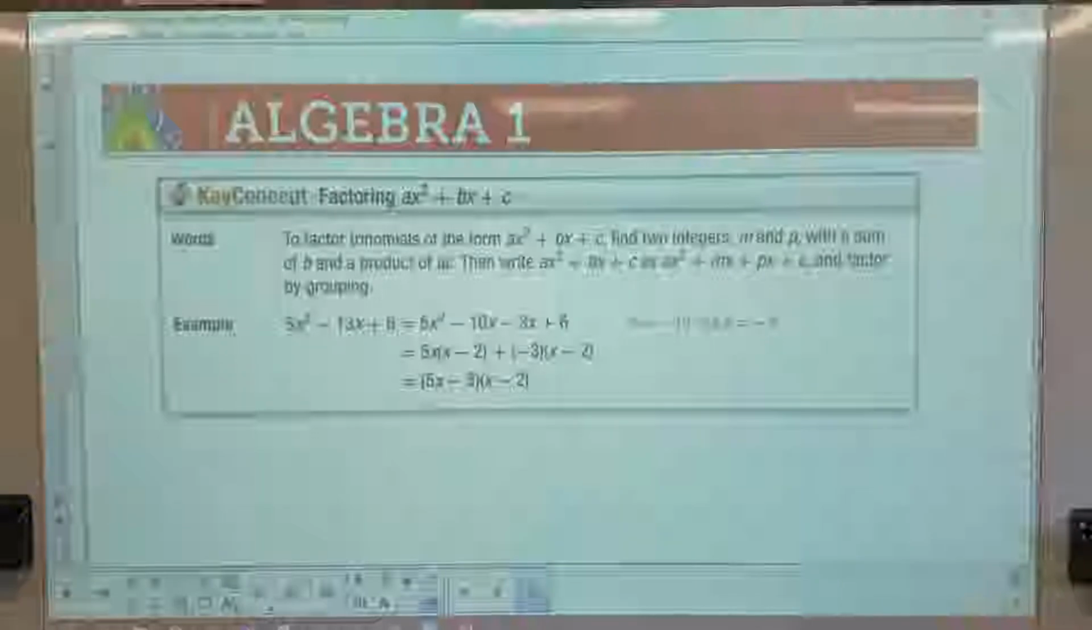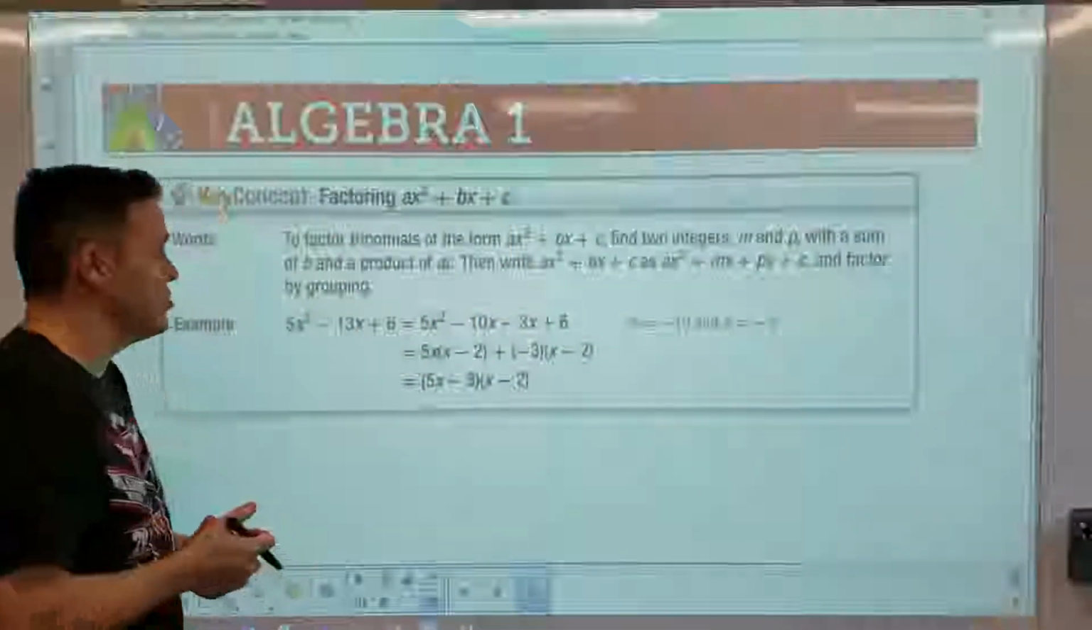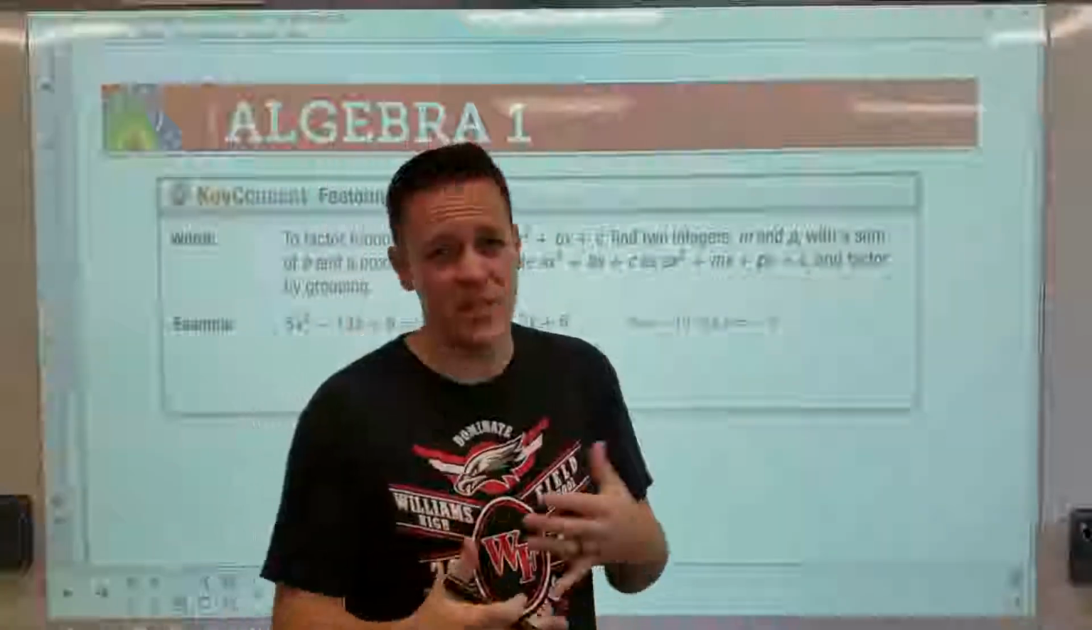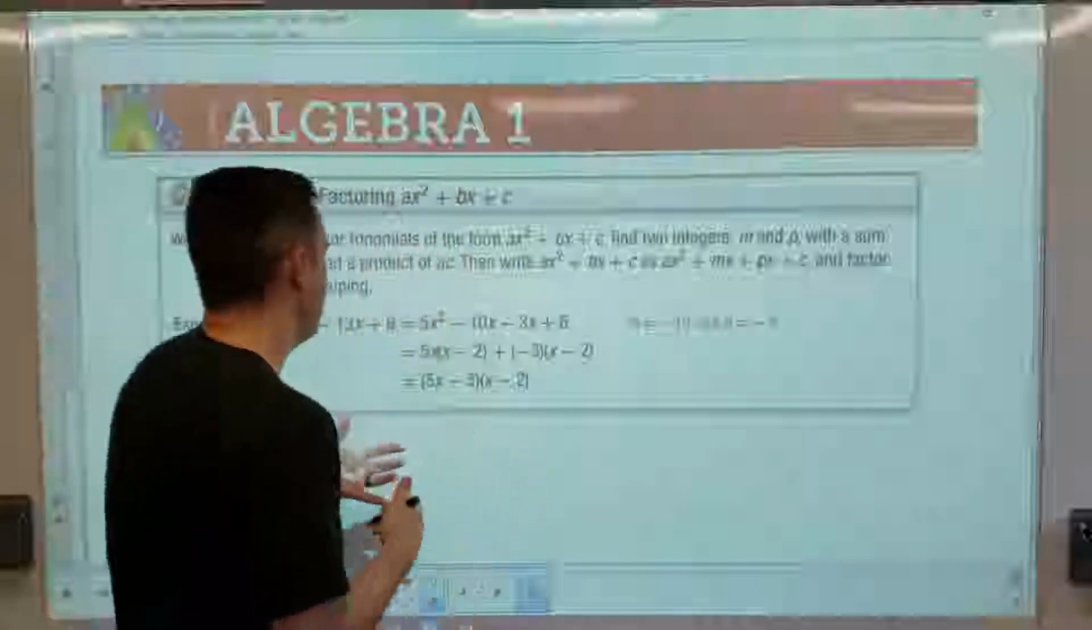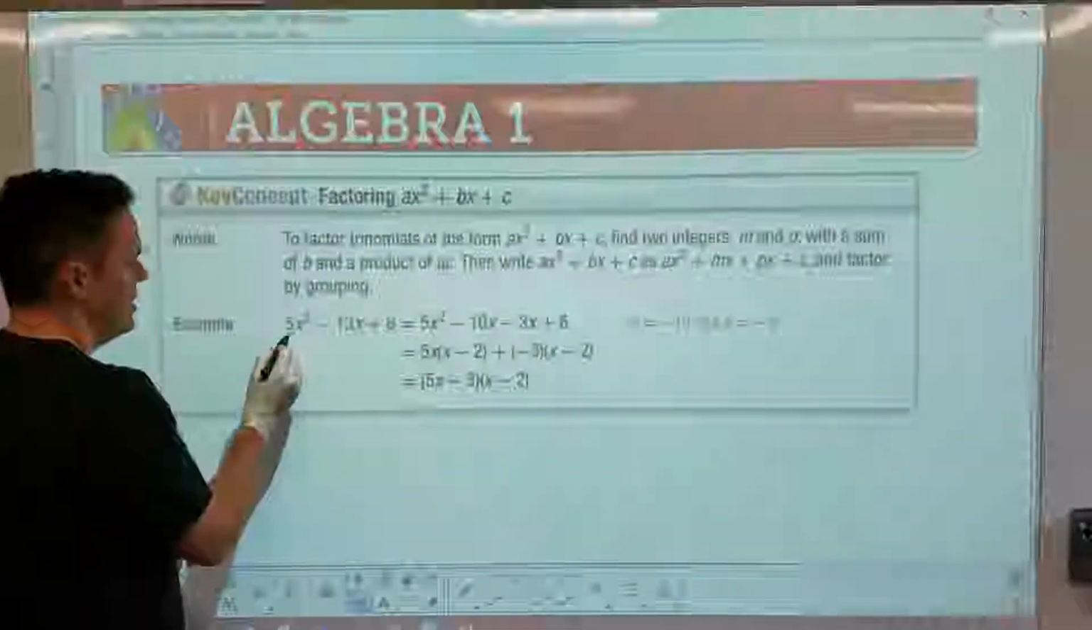All right, ladies and gentlemen, here is part 2 of lesson 8.6, talking about factoring trinomials. Now we're going to deal with one that has an A in front of it. They've always had an A, but now the A is an actual physical number, like on this example here, it's the number 5.